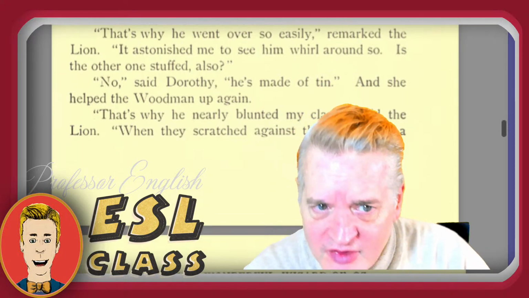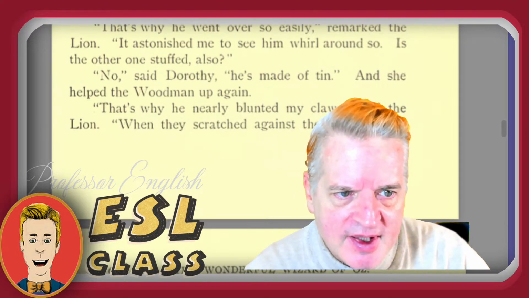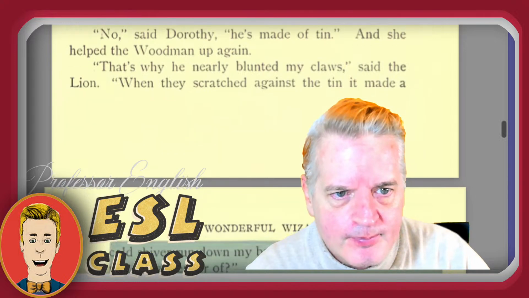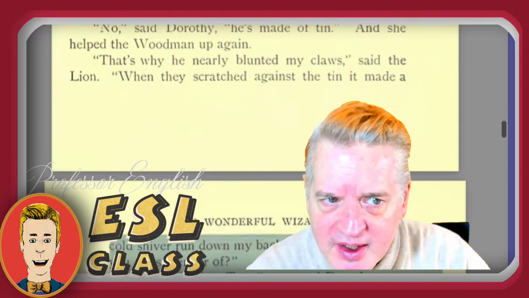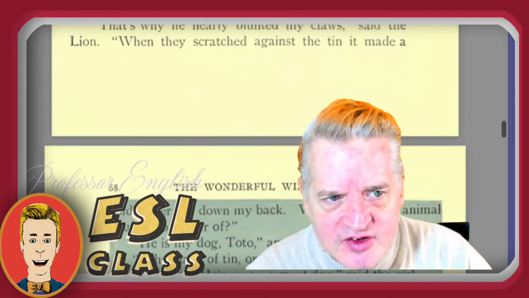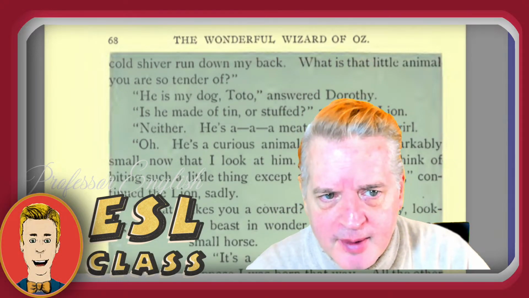"Is the other one stuffed also?" "No," said Dorothy. "He's made of tin." And she helped the woodman up again. "That's why he nearly blunted my claws," said the lion. When they scratched against the tin, it made a cold shiver run down my back.